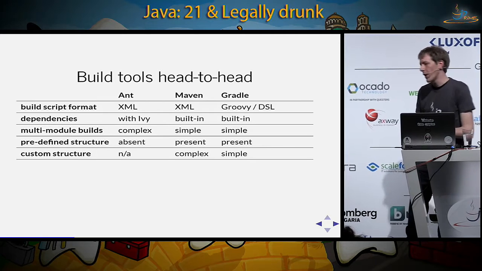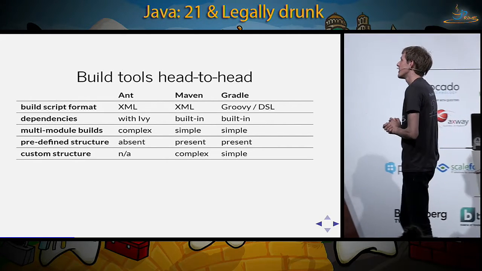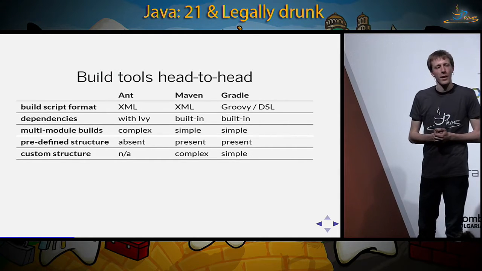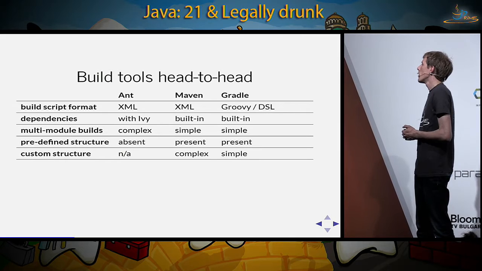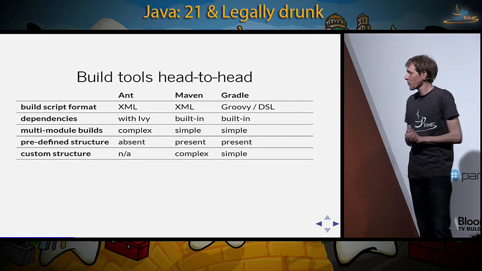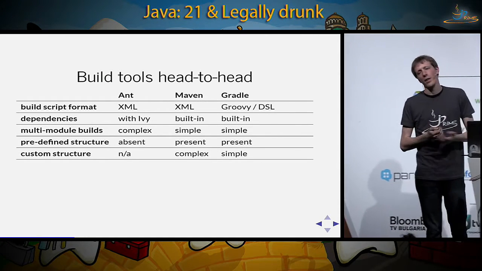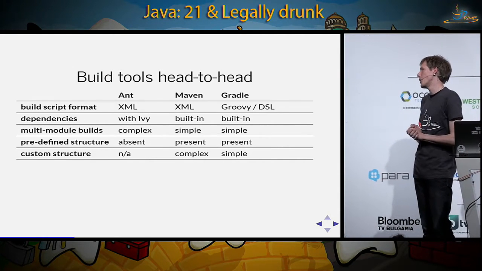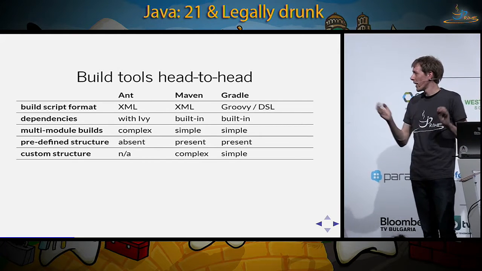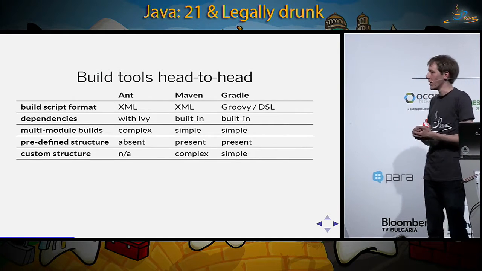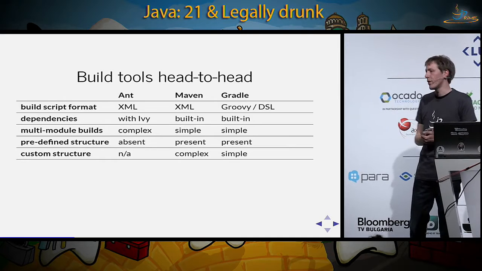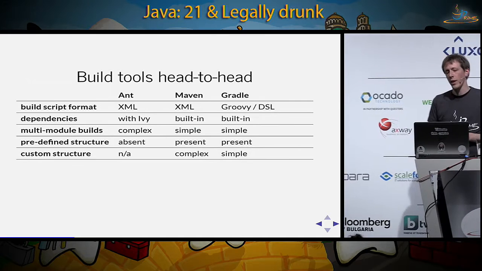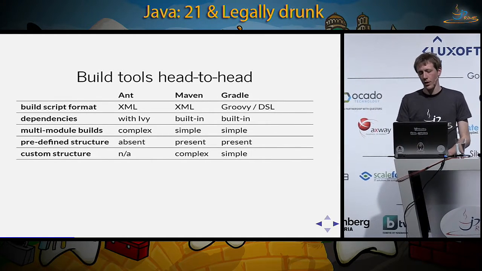What if you wanted to create a custom structure? Well, Ant consists fully of custom structures, so I put not applicable there. With Maven, if you wanted to override the default structure and create your own custom structure, it's quite complex because you need to use some plugin and tie it to a build phase and lots of XML configuration. It works, of course. At the end, it will work, but it's a bit more complex. And in Gradle, it's quite simple. And I will show you in a few minutes.